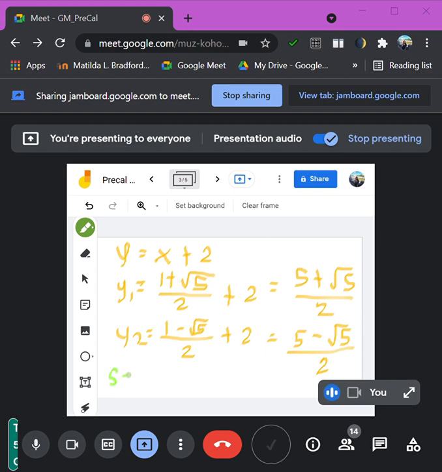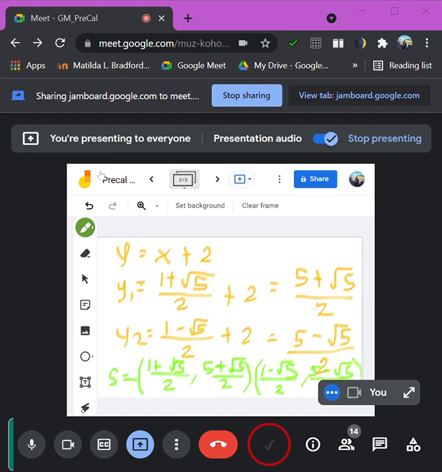Okay, solutions: 1 plus square root of 5 over 2 and the other is 5 plus square root of 5 over 2. And then for the other solution, we have 1 minus square root of 5 over 2, and the other is 5 minus square root of 5 over 2. So that would be the solution to your given nonlinear equations.